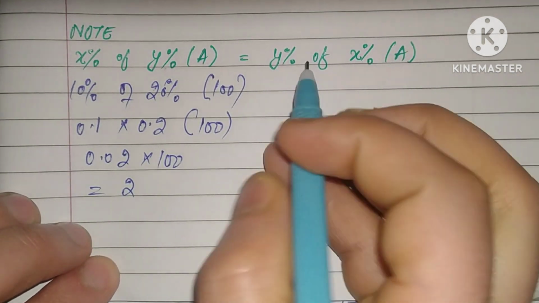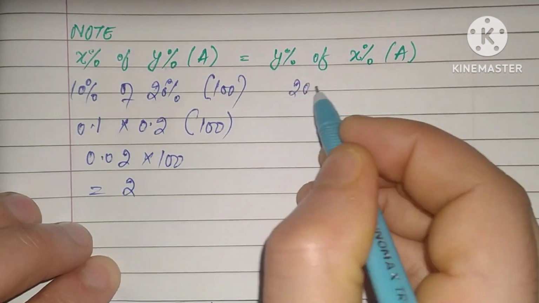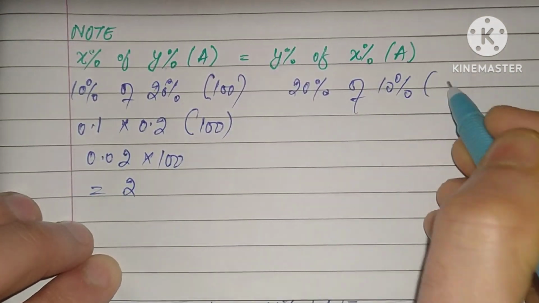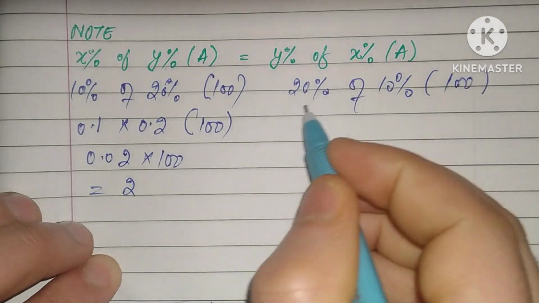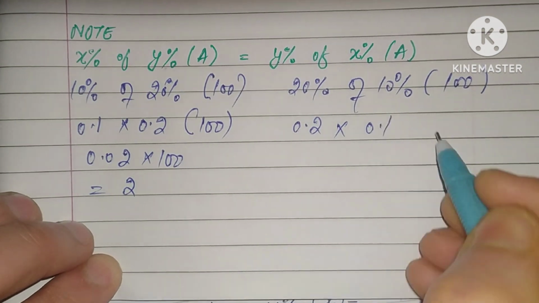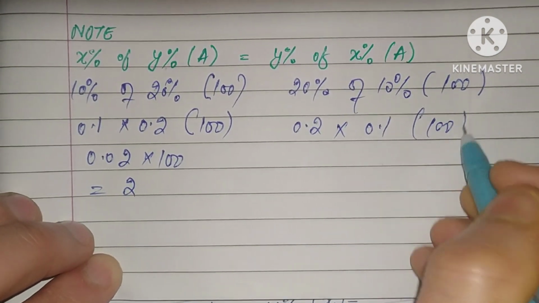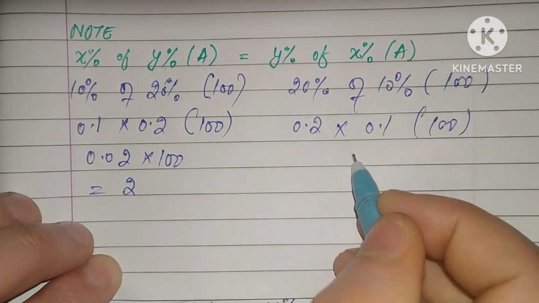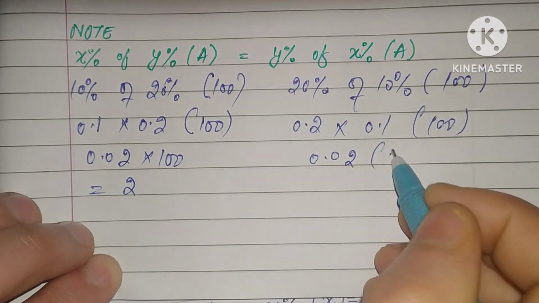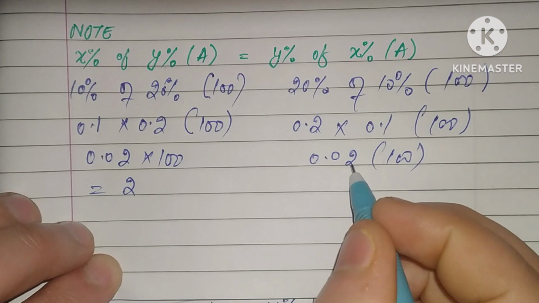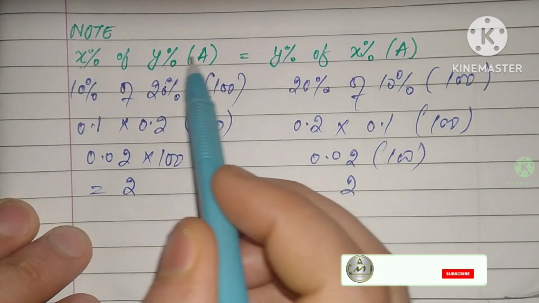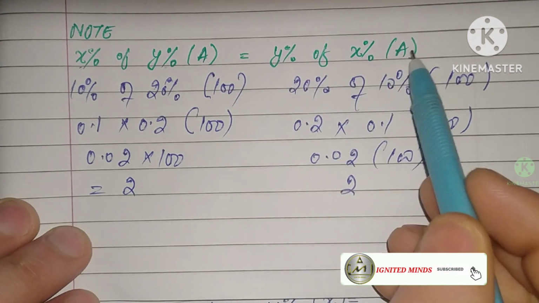Now y% of x% of a. I have taken y as 20%, x is 10%, and the quantity is 100. So 20% will be 0.2, 10% will be 0.1, and the quantity is 100. 2 ones are 2, the decimal place will be after 2, and 100. It will be 2. So it is justified that x% of y% of a is y% of x% of a.